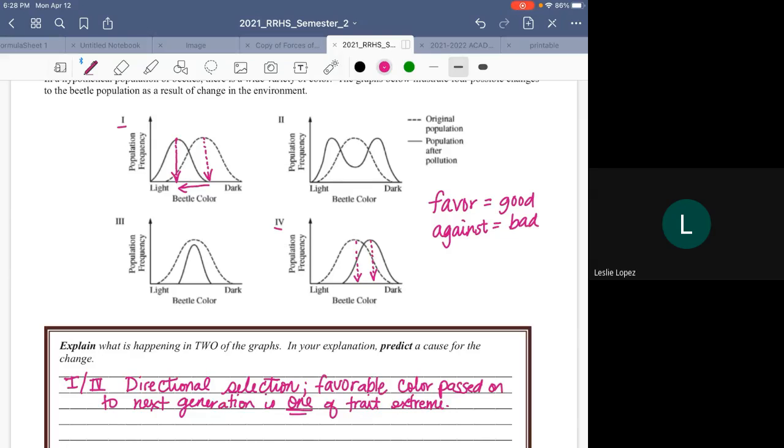So that is for graph number 1 and number 4. The difference here is that on graph number 1, the favorable trait is the light one, and for graph number 4, the favorable trait is the dark one.